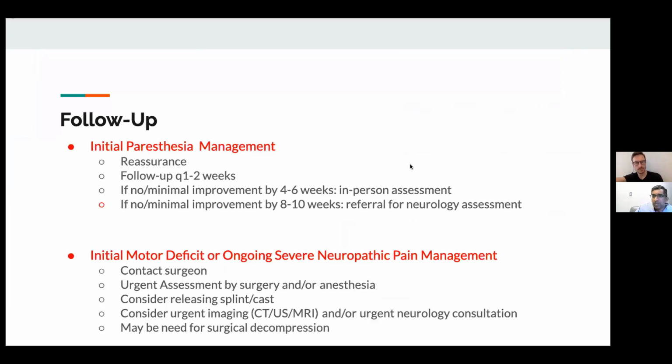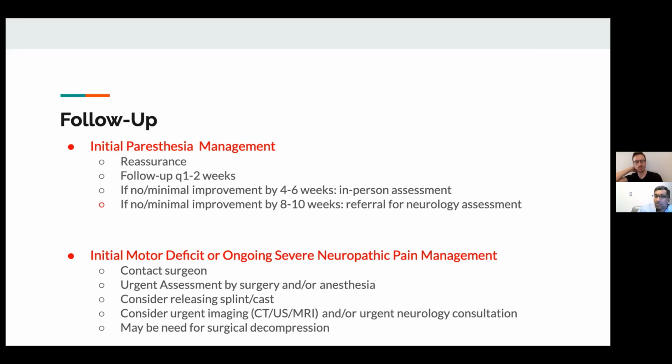So this is just a summary of how we follow up our patients. If it's paresthesia only or mild neuropathic pain, reassurance, follow them. Initially, we'd probably call them the week after, and I find that probably 90% of patients have a resolution in their paresthesia, have control of their pain management by that point. If there's no improvement at that point, I try to call them every couple of weeks up to the 4 to 6 week mark, at which point I would be in contact with the person who's done the block and organize an in-person assessment.